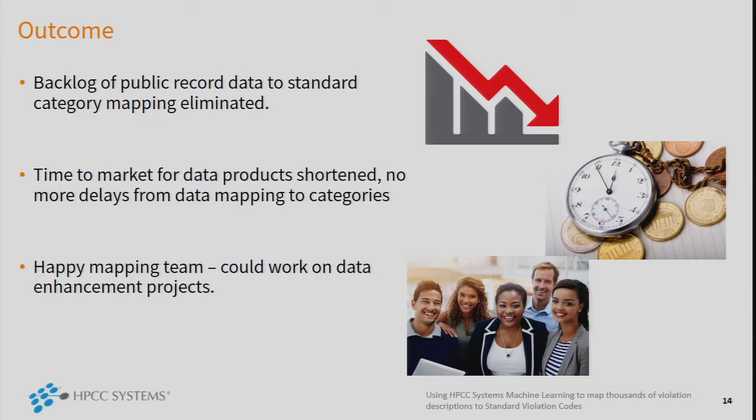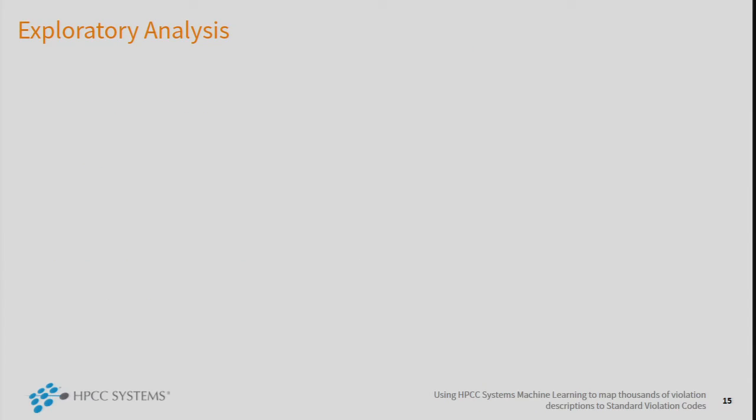So what were the outcomes? Well, that backlog of public records data that needed to be mapped went away, which is great because that meant that our time to market was not being delayed on account of data mapping. It had to be something else. And we were all much happier with the data mapping team, as were they, because now they could actually get to work on enhancing their data and not simply mapping all the time. We've actually found out that there are some text descriptions that are identical across different regions, and they have been categorized differently. So now Lili will talk to you about some of the capabilities of the HPCC system.